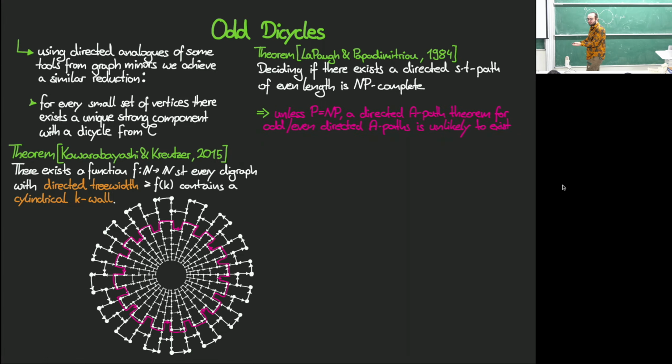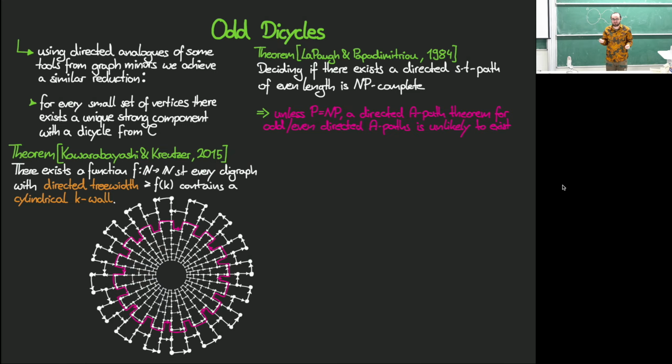And now what I would like to do is I would like to have an A-path theorem to say how do my paths attach to the wall to do something. Problem is, here's a theorem about complexity that says if you give me two vertices in a digraph, it's NP-complete to decide whether you can go from S to T with an even path. There's no way.